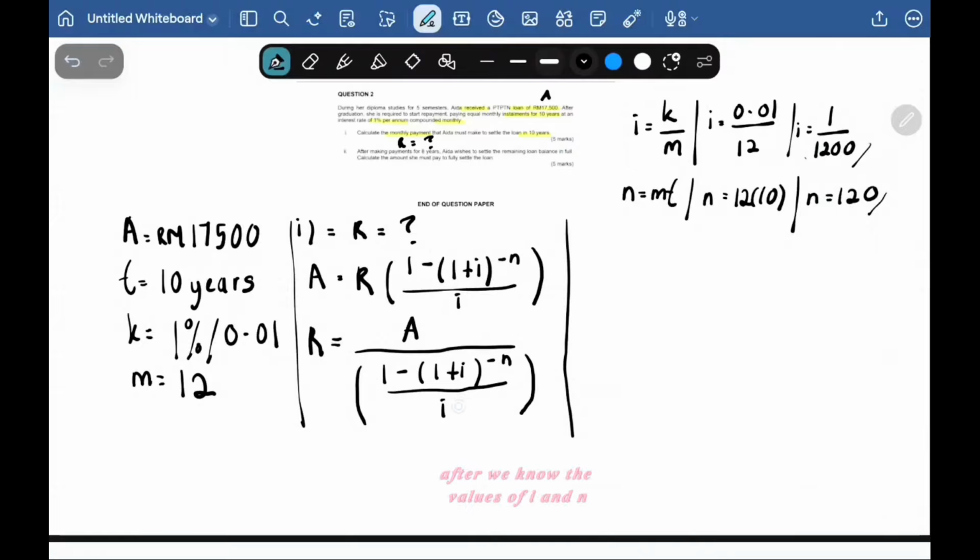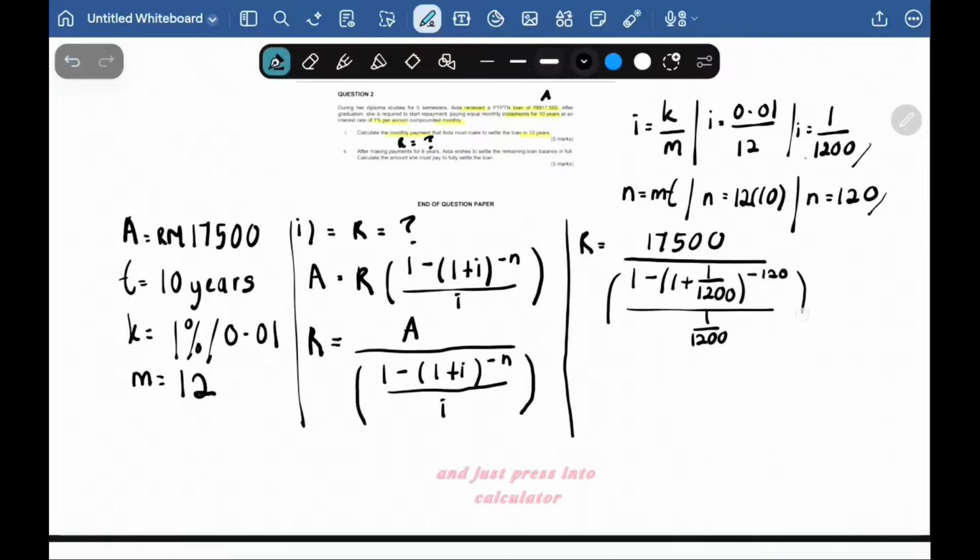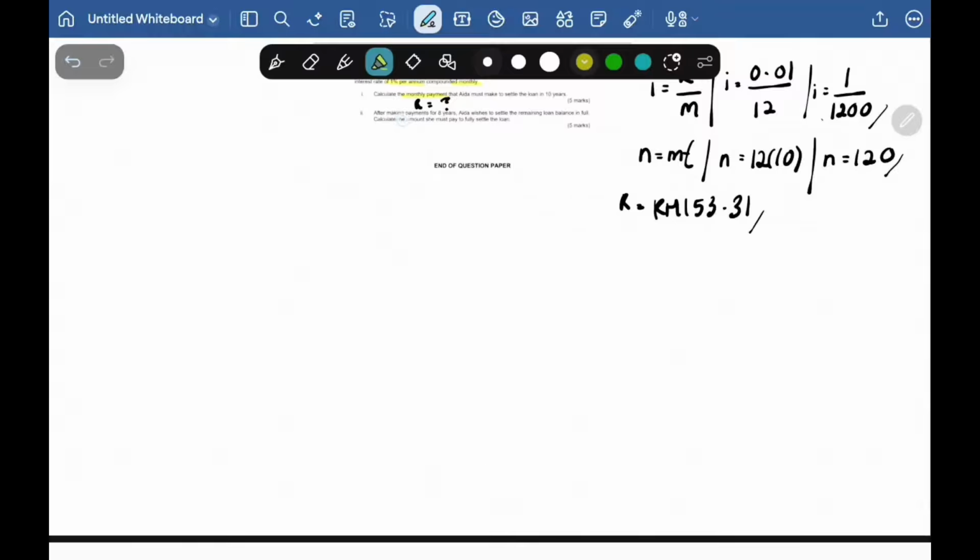After we know the values of I and N, we plug them into the formula and just press it into the calculator. The calculator gives the answer: R is 153 ringgit 31 cents. So let's move to the next question.